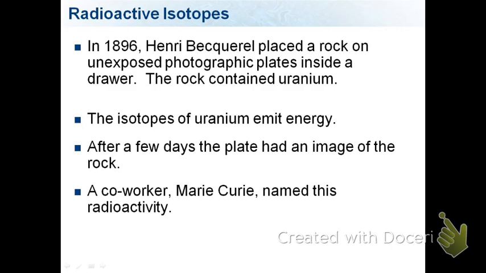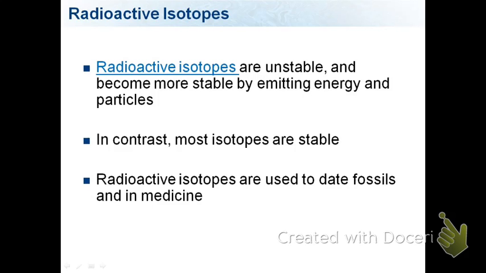They were emitting energy, and they were able to prove that by putting the rocks that had uranium into a dark drawer on top of a photographic plate. Just as the energy from the sun will develop photographic plates, so will the energy that was being emitted from these isotopes. Madame Curie was working in the lab, and she was the one who actually coined the term radioactivity. So radioactive isotopes, as all isotopes are, differ in the number of neutrons, but in this case they're unstable and they will emit energy and particles.